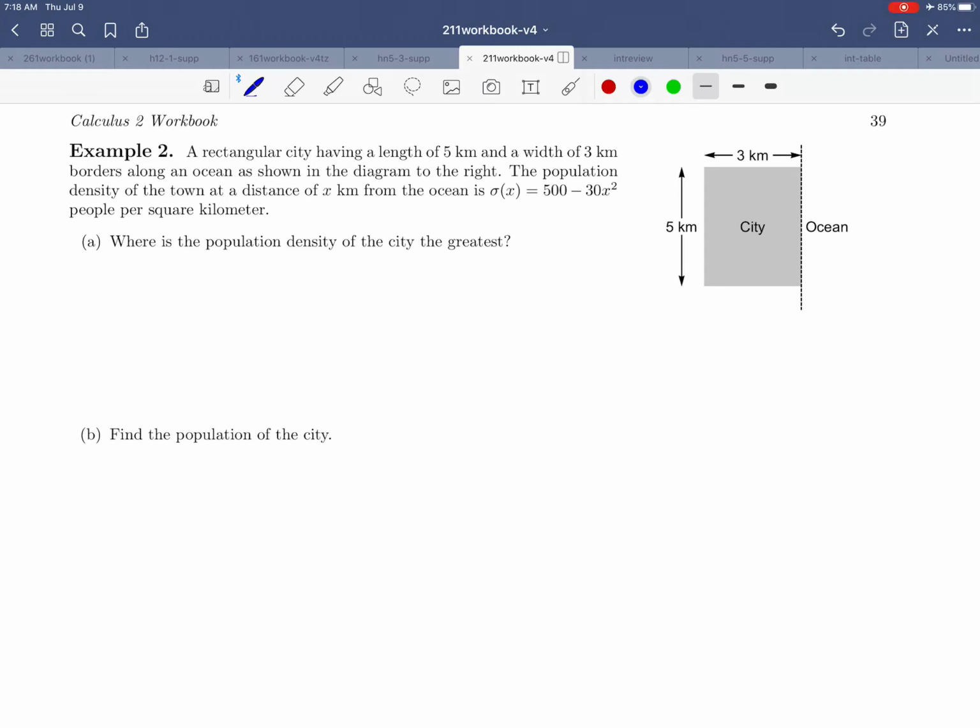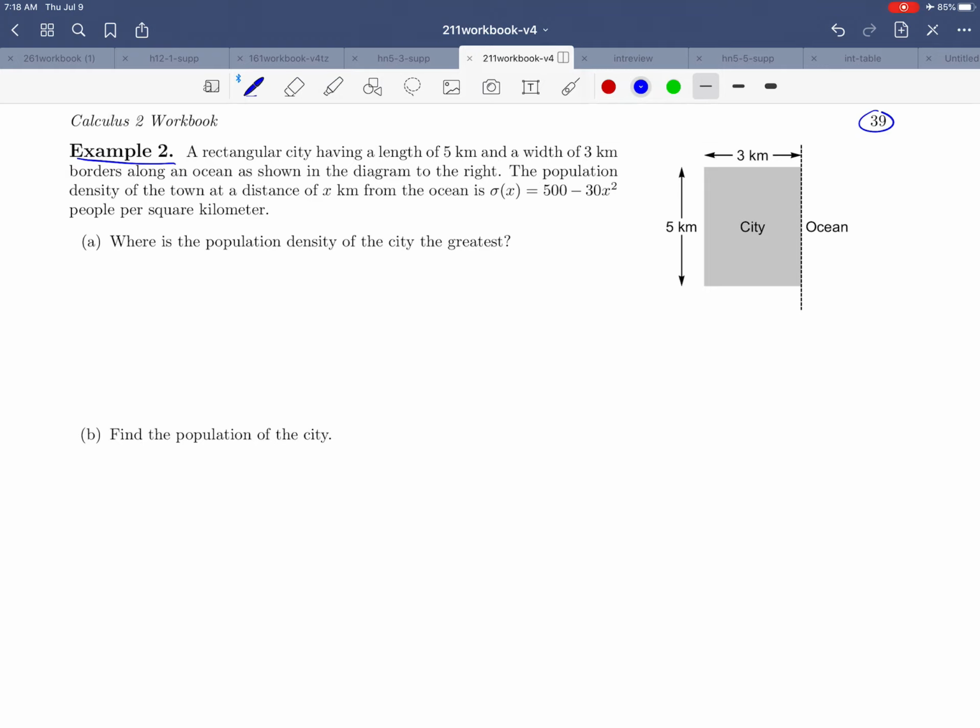Hello everybody and welcome to example 2 on page 39. Let's take a minute just to read this question together here. A rectangular city having a length of 5 kilometers and a width of 3 kilometers borders along the ocean as shown in the diagram to the right.